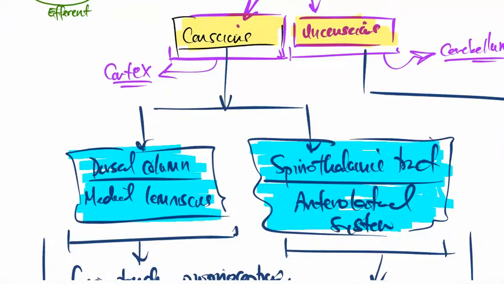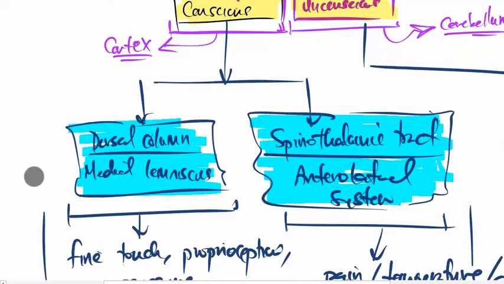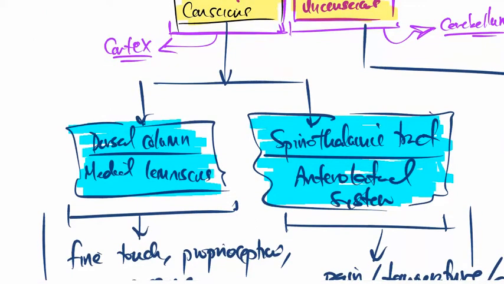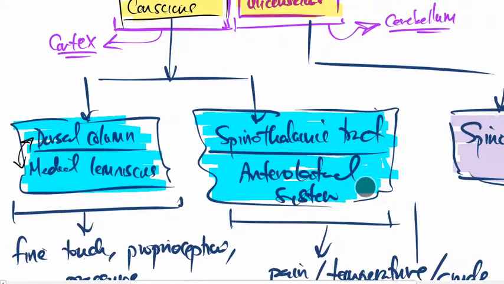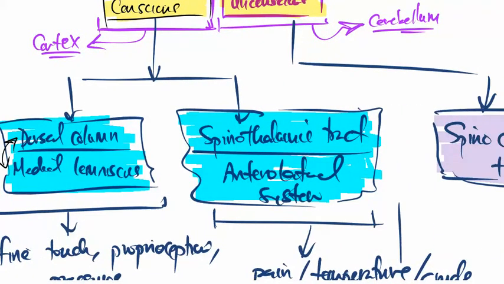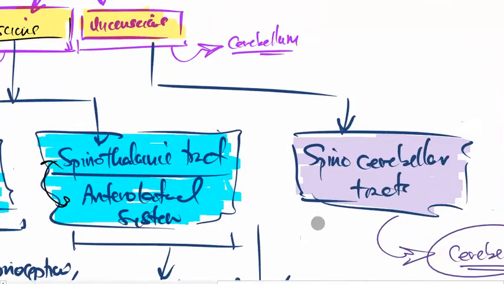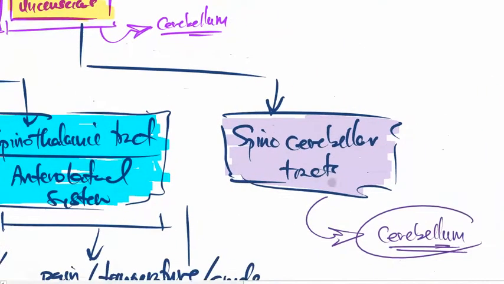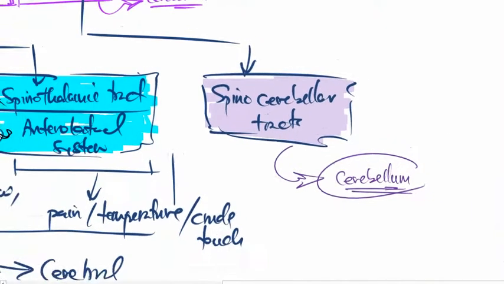So the three major tracts. For the conscious ones, we're talking about the dorsal column, medial lemniscus, and the spinothalamic tract, which is the same thing as your anterolateral system. And then for the unconscious, we have the spinocerebellar tracts.